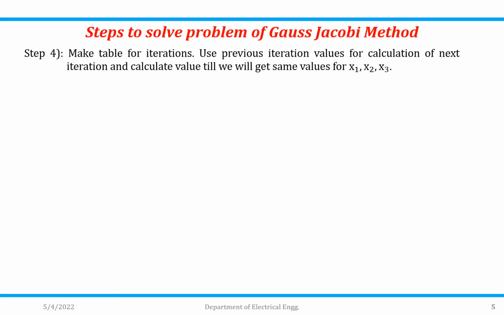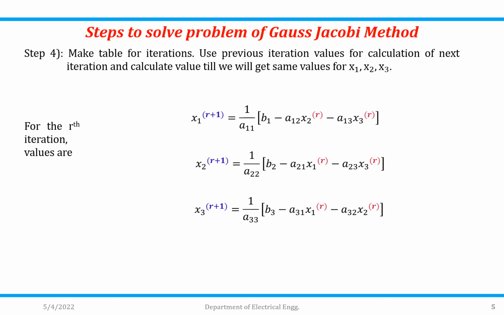Make the table for iterations. Use previous iteration values for calculation of the next iteration and calculate until we get the same values for x1, x2 and x3. So the generalized formula for the rth iteration is given by x1 raised to r plus 1 equal to 1 upon a11 times (b1 minus a12 x2 raised to r minus a13 x3 raised to r). Similarly, we can write the formula for x2 raised to r plus 1 and x3 raised to r plus 1.